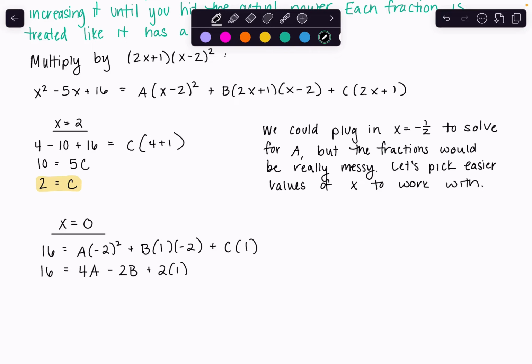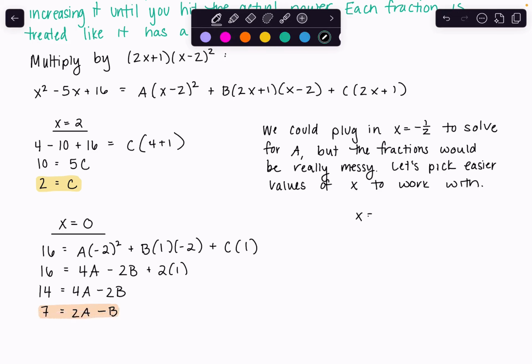So this is just an equation involving a and b, so I'm going to go ahead and move the 2 to the other side to give me 14 is equal to 4a minus 2b. And then I could simplify this a little bit more if you want to. You don't have to, but I do think it's easier. Everything's divisible by 2, so go ahead and divide it by 2. So this gives me one equation with 2 unknowns.